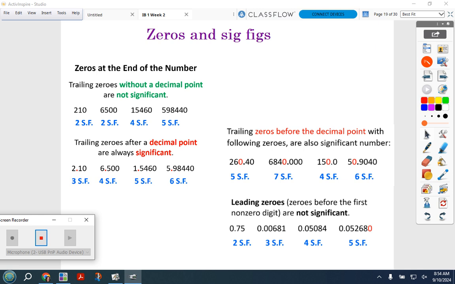So we talked about the rules, and you have the rules on your sheet. This is just a different way of talking about it. Again, I will post these slides. You don't have to take pictures or anything.